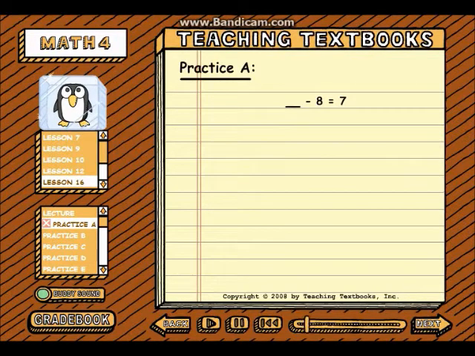We need to find the missing number in this problem, and we have some number minus 8 equals 7. And even though this is a subtraction problem, we're going to have to use addition to find the missing number. What we do is we add 7 plus 8. 7 plus 8 equals 15, and that means that 15 is the missing number, and that makes sense because 15 minus 8 equals 7. So the answer to practice A is 15.